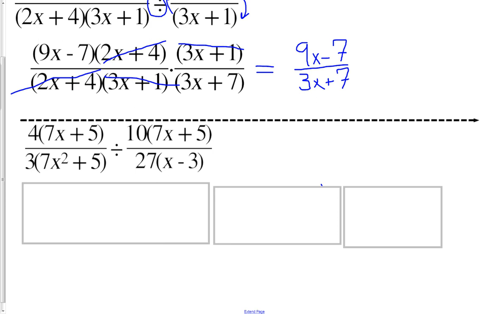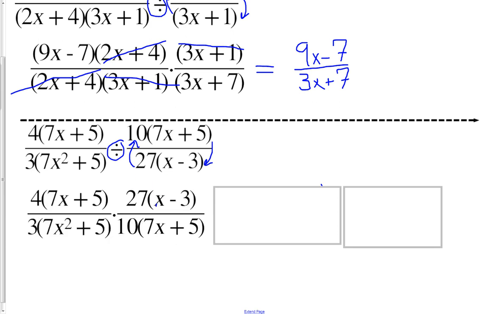Next, 4 times 7x plus 5 over 3 times 7x squared plus 5 divided by, oh, switch it right away to times, flip position. The whole top becomes the whole bottom, and the whole bottom becomes the whole top. And now doing that, see if we got it right, we've got 4 times 7x plus 5, 3, right? These didn't switch. Still in the same position. Great. Became times 27x minus 3 on top. Great. 10 over 7x plus 5 on bottom.